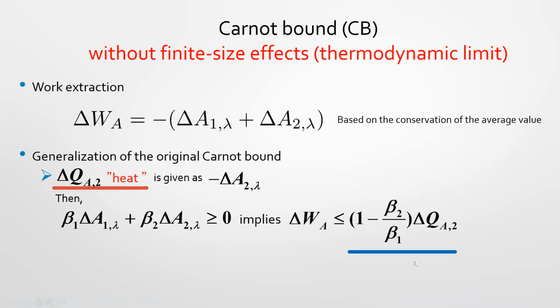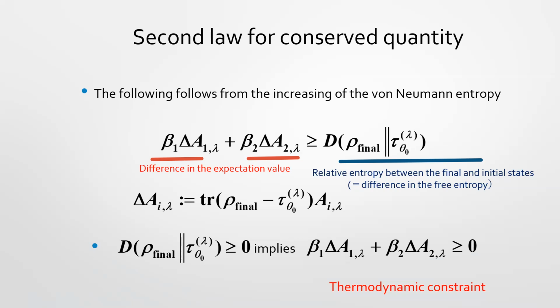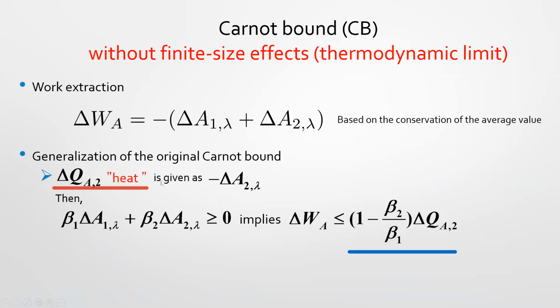So can I confirm? This delta A is what you wrote before as delta QA. Is it the same? No. Maybe the signature is opposite. This is the relation. With a minus, you mean? Minus, yeah. But okay, it is basically the same thing. Okay, thank you. So due to that relation, we have this one. So the amount of work extraction is defined in this way. Then, using this definition and this inequality, we have this one.